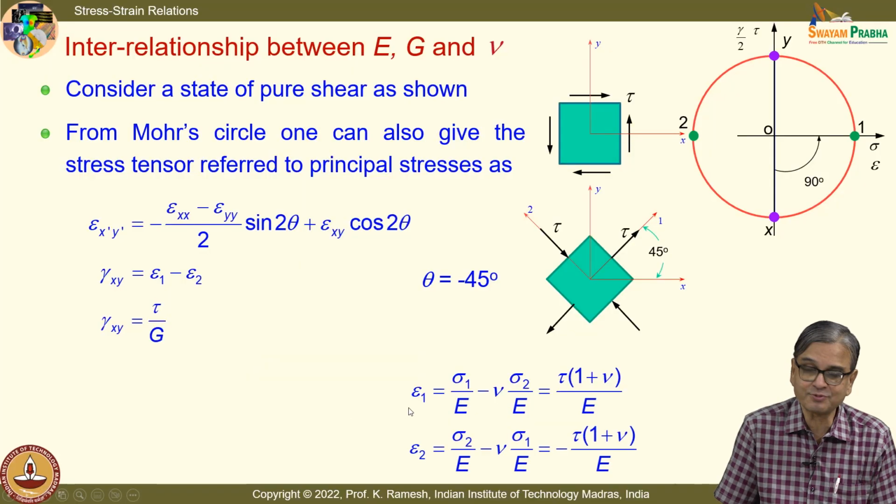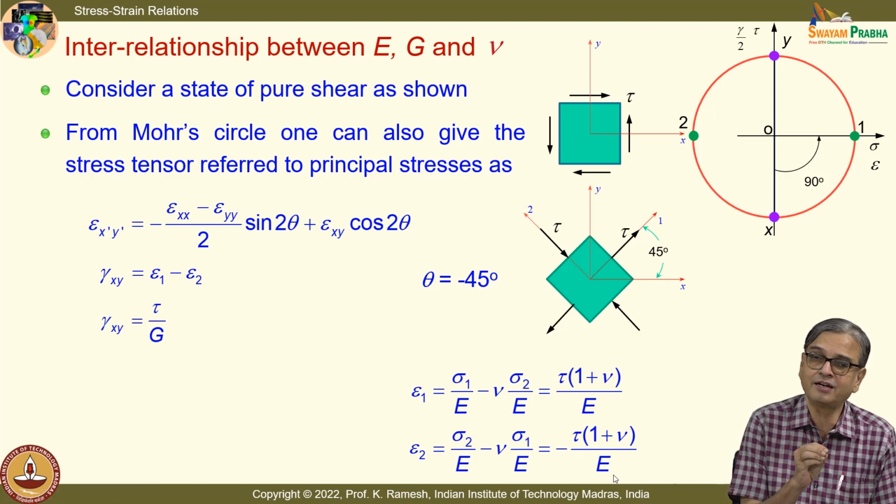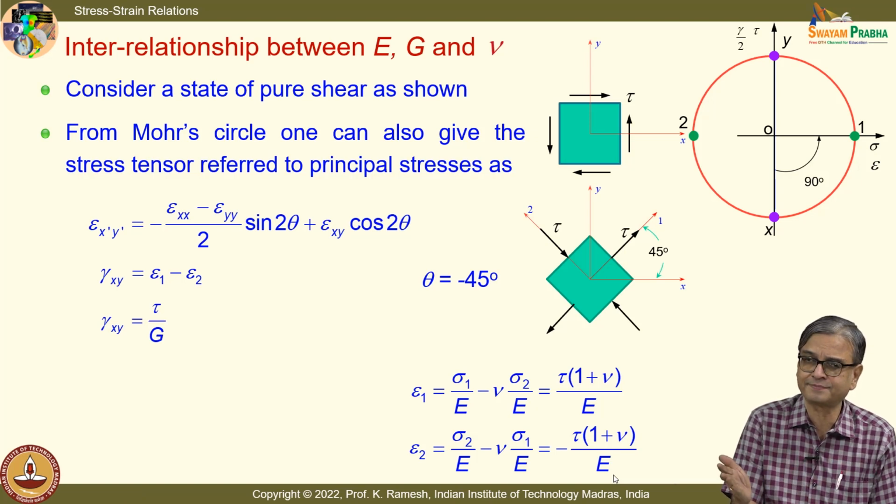So, I get epsilon 1 equal to sigma 1 by E minus nu times sigma 2 by E. When I substitute, sigma 1 is tau and sigma 2 is minus tau. So, I get epsilon 1 as tau into (1 plus nu) by Young's modulus E, and epsilon 2 as sigma 2 by E minus nu times sigma 1 by E, equal to minus tau times (1 plus nu) by E. Is the idea clear? See, when we have learnt it in terms of x, y, z, you should know how to convert it from x, y, z to 1, 2, 3.